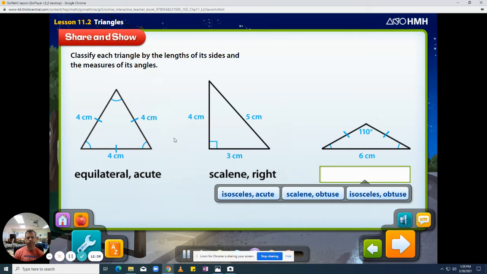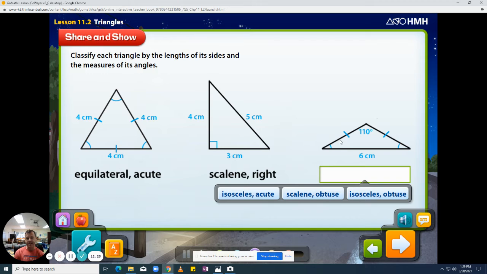Let's try one more. How would you classify this triangle? So look, this one only has two sides that are the same. They match, right? They only have one tally each. This one has no tallies, meaning it's different. So if it has two, remember it's either scalene, none, equilateral, all, or isosceles, only two.